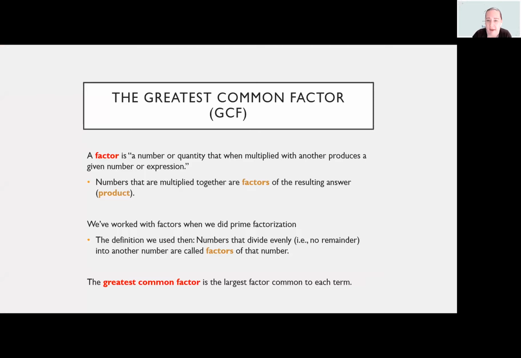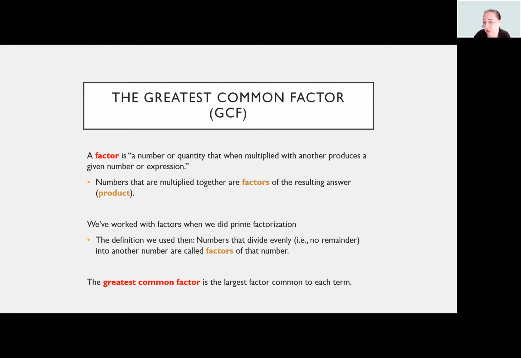So let's start with the word factor. A factor is a number or quantity that when multiplied with another produces a given number or expression. Basically, numbers that are multiplied together are called factors, and the resulting answer is called the product. We've seen product being used for multiplication, and that's because you multiply and it produces a new number. So the numbers that you multiply together to get this other number are called factors of the larger number.